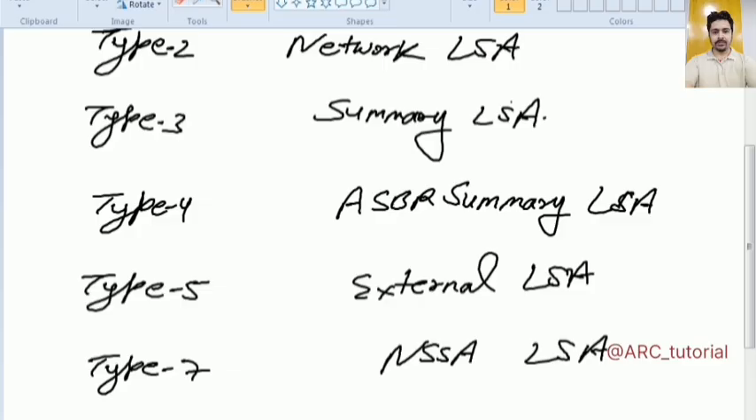These numbers go until 11, right? Yes, type 8 to type 11, which are known as opaque LSAs, will be used by OSPF during traffic engineering only, not before that. Here we are not going to perform traffic engineering because traffic engineering is part of service provider only. So that's why I'm not going to discuss those LSAs here.